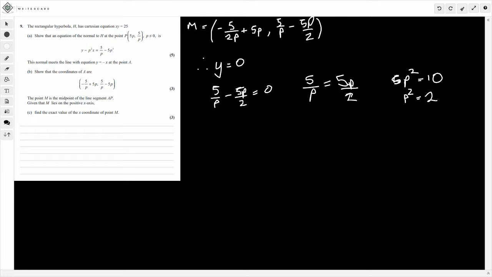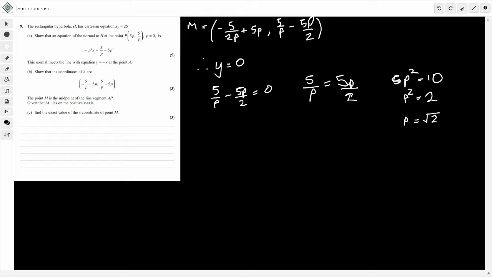Normally when we square root here, we'd have the plus and minus of the square root, but notice that M lies on the positive x-axis, so we ignore the negative value. So p is equal to the square root of 2. And now we just need to plug this back in, knowing this fact.